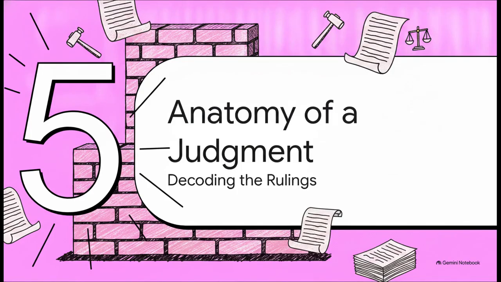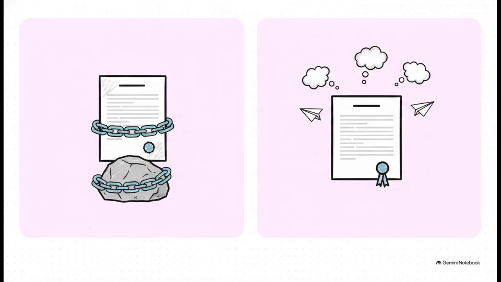Section 5. Anatomy of a Court Judgment. For our final section, let's zoom all the way in on a single brick in this massive legal structure to see how a judgment actually works on paper. When you actually sit down to read a judge's ruling, you've got to split the text into two distinct buckets.